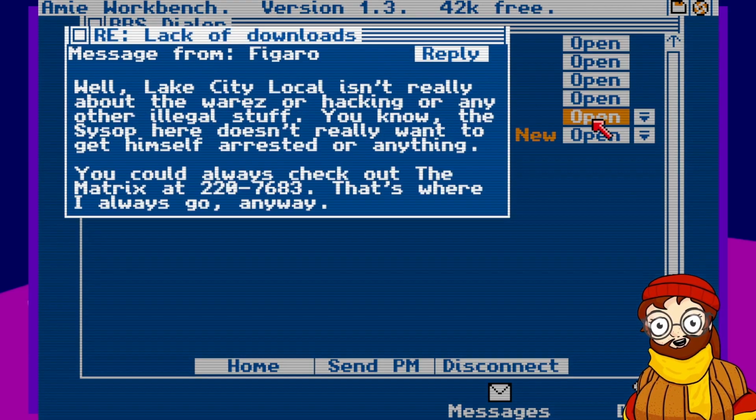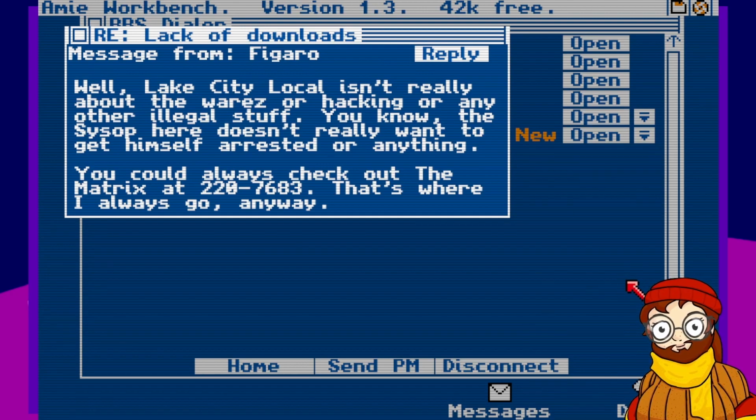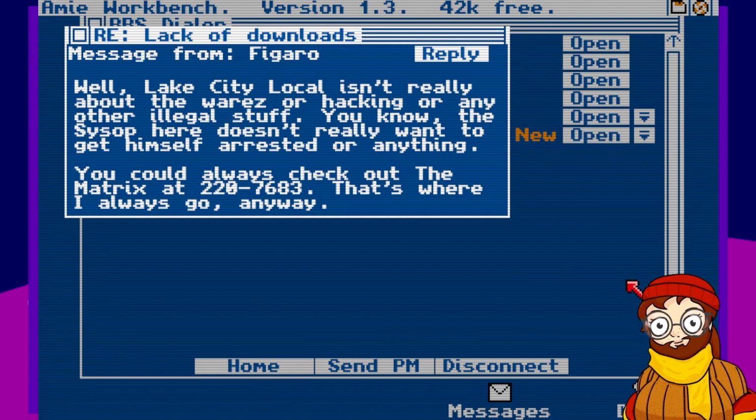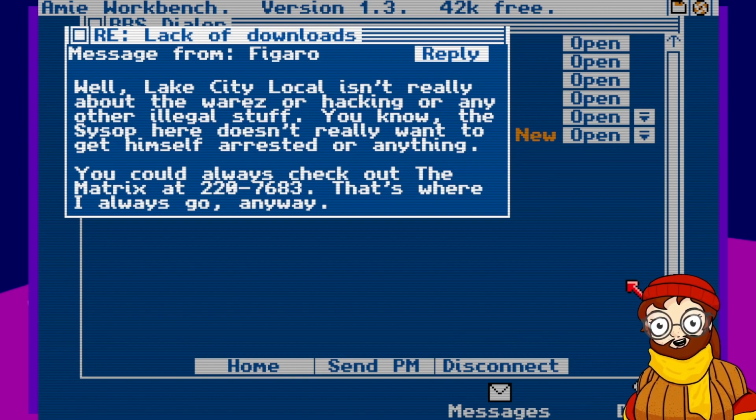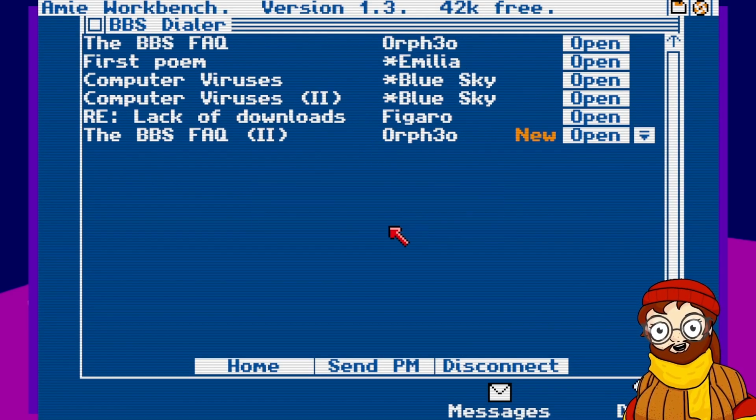Lack of downloads, Figaro. Message from Figaro. Oh, this is a reply to someone else's. Okay. Regarding lack of downloads. Got it. Well, Lake City Local isn't really about the wares or hacking or any other illegal stuff. You know, the sysop here doesn't really want to get himself arrested or anything. You could always check out the Matrix at 220-7683. That's where I always go anyway. 220-7683. Have to remember that. It's a new place we can go.